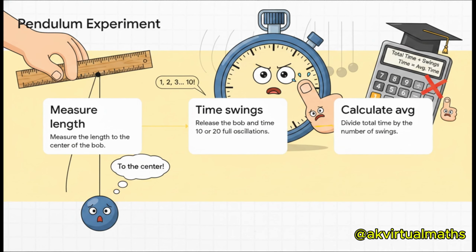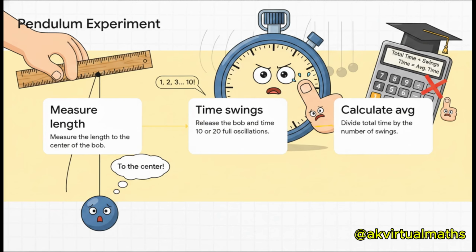In step 1, when you're measuring the length of a pendulum string with your ruler, you have to measure all the way to the center of the mass, which we call the bob. Step 2 is exactly where we beat that human error I just mentioned. Instead of trying to frantically start and stop your watch for just one quick swing, you time 10 or even better, 20 complete oscillations. Finally, for step 3, you just divide that total time by the number of swings.